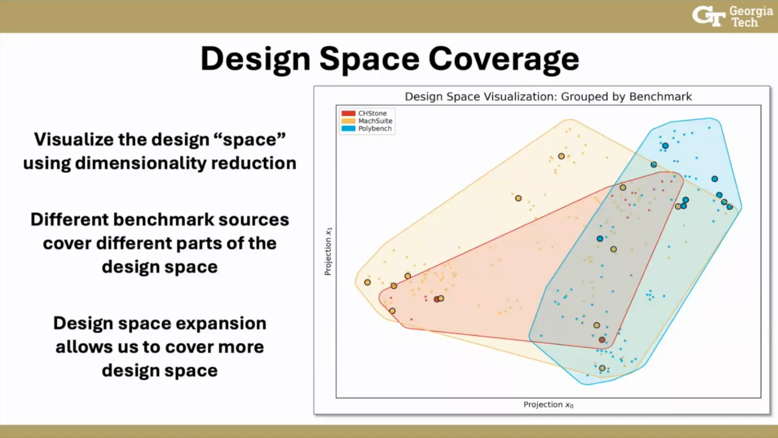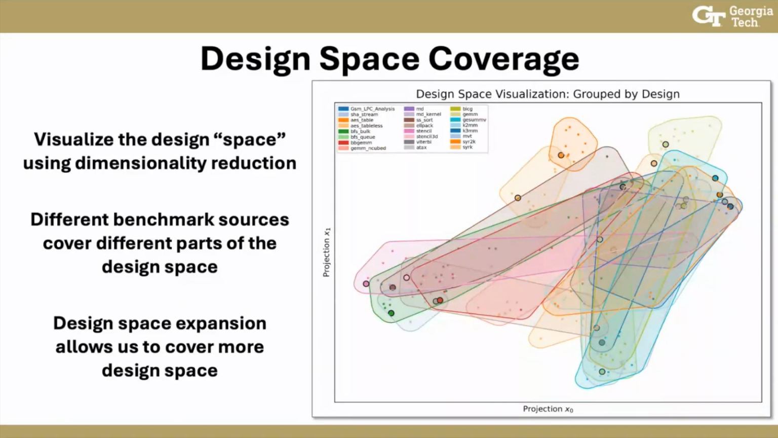And what we did is we built those designs, we took the generated metrics, and then we did some kind of dimensionality reduction to visualize it in 2 dimensions. And what's interesting is that we see that different design sources, like MachSuite, CHStone, Polybench, cover different parts of the design space, right? So design space expansion allows us to also expand the range of these polygons that show the design spaces of different benchmark sources as well, right?